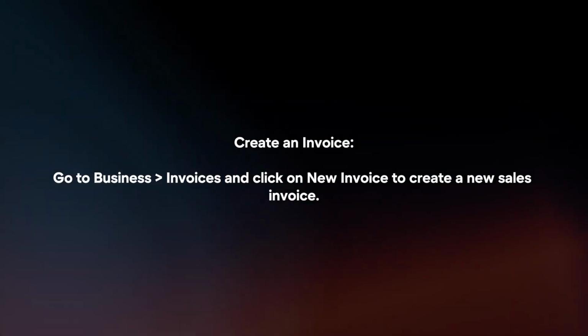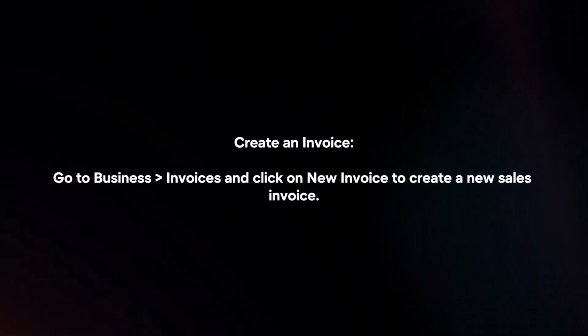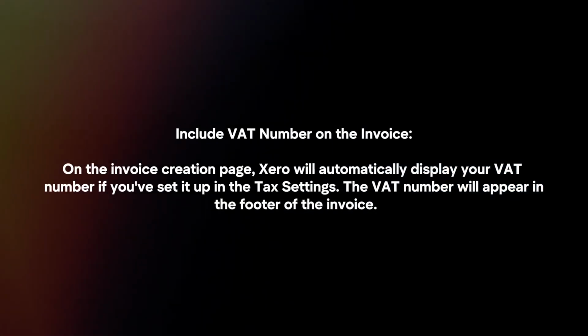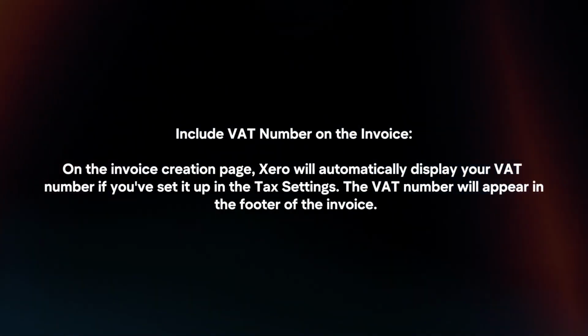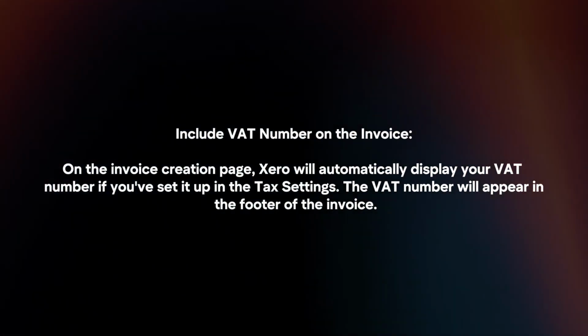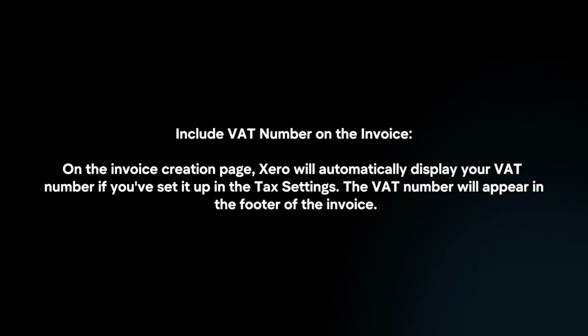Create an invoice. Go to Business, Invoices and click on New Invoice to create a new sales invoice. Include VAT number on the invoice. On the invoice creation page, Xero will automatically display your VAT number if you've set it up in the tax settings. The VAT number will appear in the footer of the invoice.